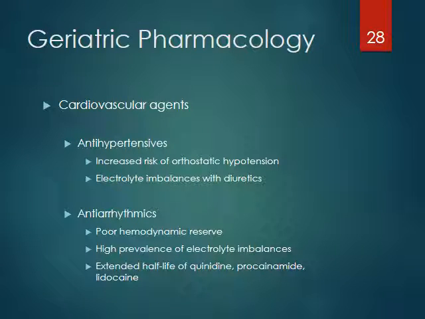Looking at cardiovascular agents, obviously with antihypertensives, you're going to have a bigger risk for orthostatic hypotension in elderly patients. Not only that, but you also run the risk of developing electrolyte imbalances with things like diuretics. They could have decreased magnesium and potassium, which can all lead to their own problems. Antiarrhythmics can be problematic as well, especially if the patient already has an electrolyte disturbance to begin with. This can increase risk for arrhythmias, and they have poorer hemodynamic reserve than a younger patient. So if an arrhythmia popped up, they're going to be more prone to pretty deleterious effects from it versus a younger patient.